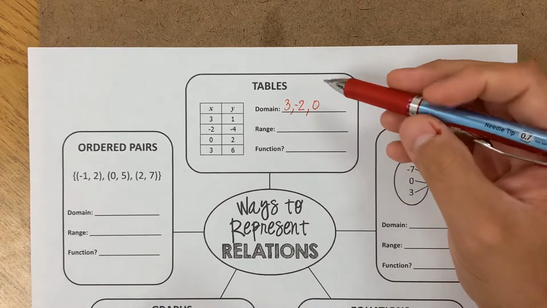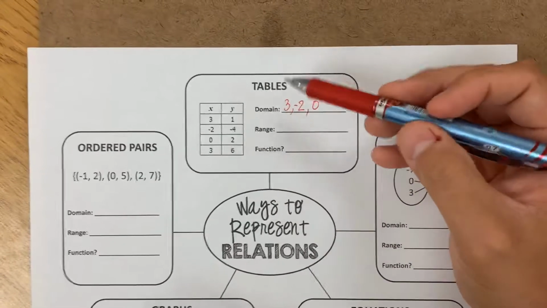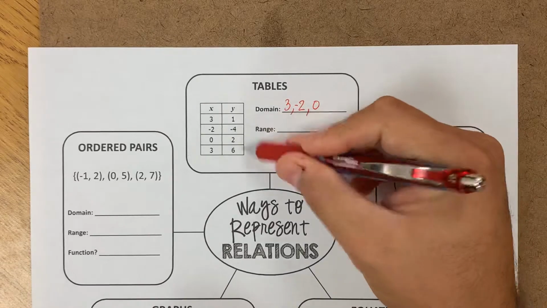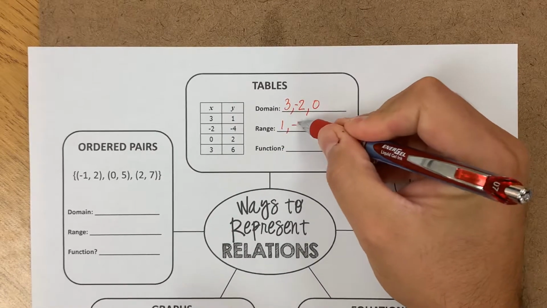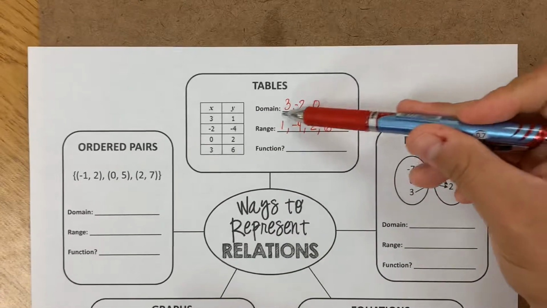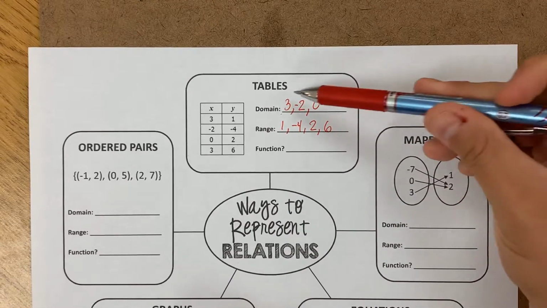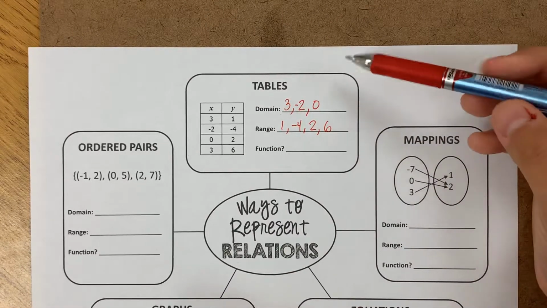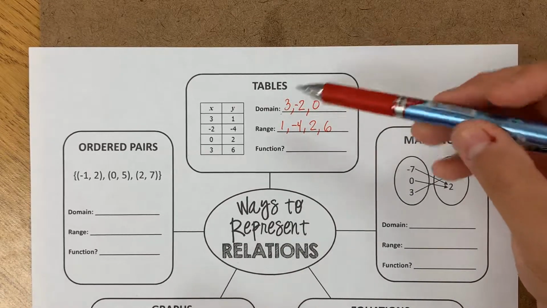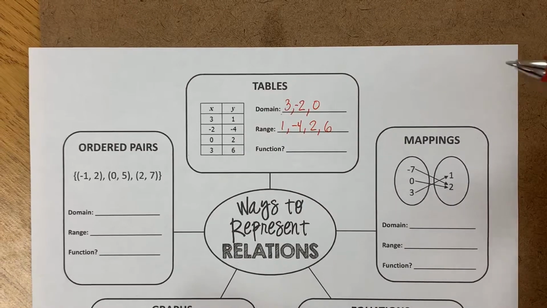Range. Range is all the y values. So again, we are literally listing out all the y values that you see. So on this table, we have 1, -4, 2, and 6. We have 4 items in our range and only 3 on our domain. And the only reason why there's a different number of items in each one is because this 3 repeated.